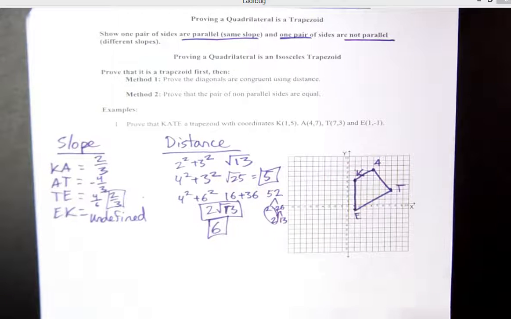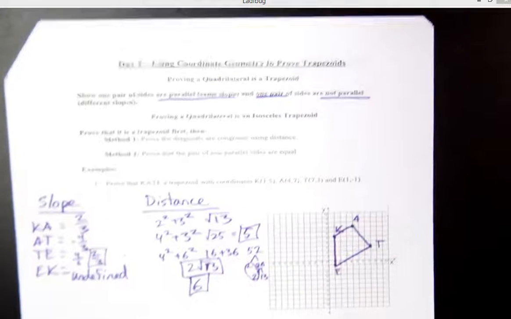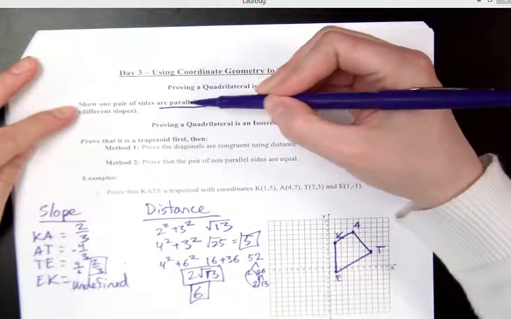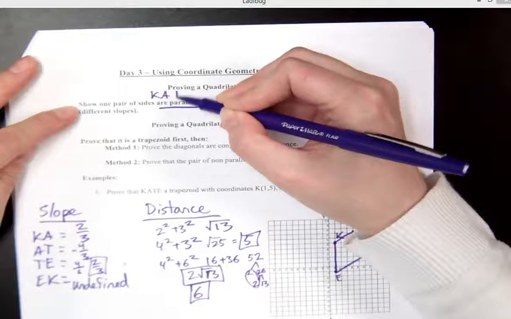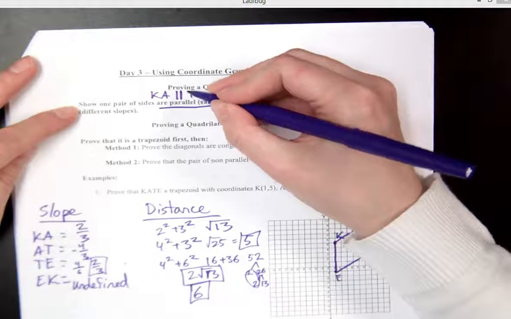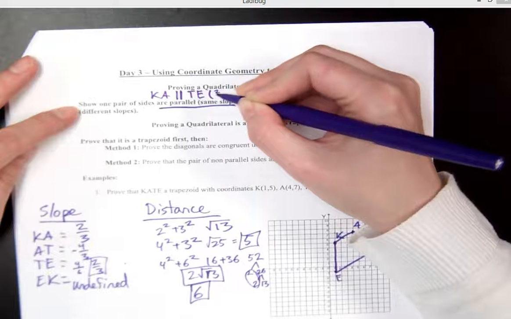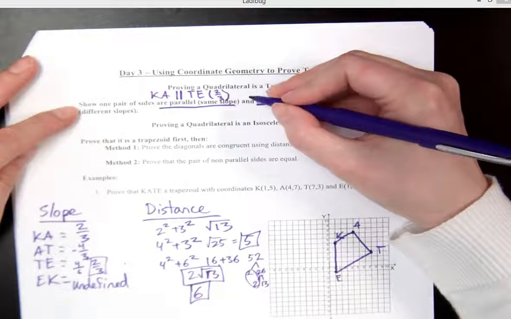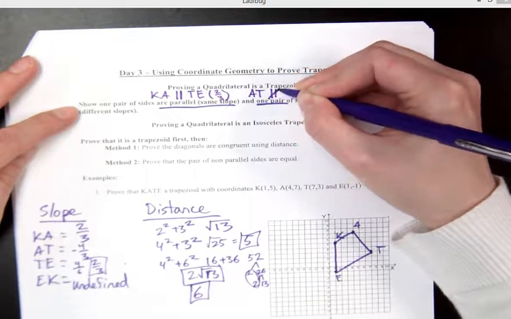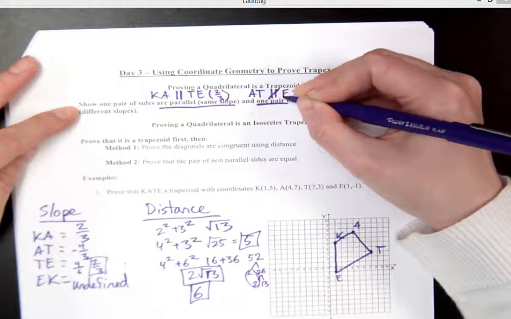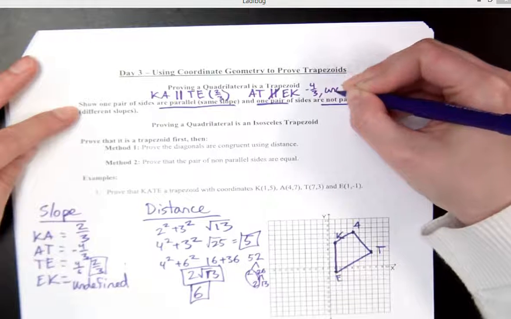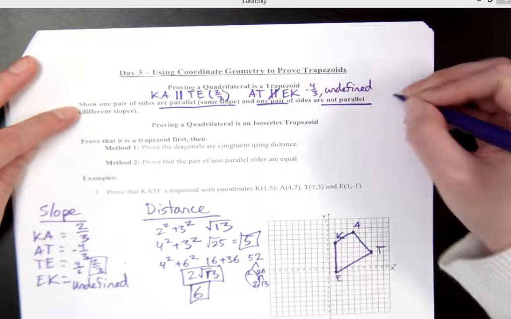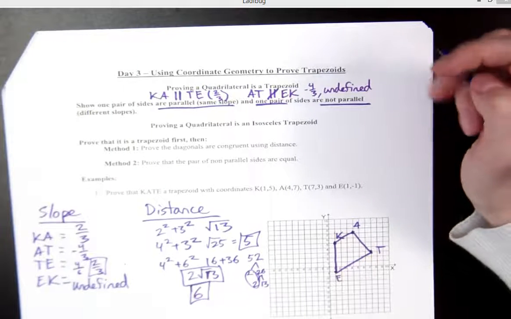Okay, so now that we have our slope and distance, let's go back and see what proof statements we can write. And so we have to show one pair of sides are parallel, one pair of sides are not parallel, and so I will write my KA is parallel to TE, and I'm just going to go ahead and put that slope in there. Those are both 2/3. And then AT is not parallel to EK, and one is -4/3, one is undefined. So that proves that I have a trapezoid.